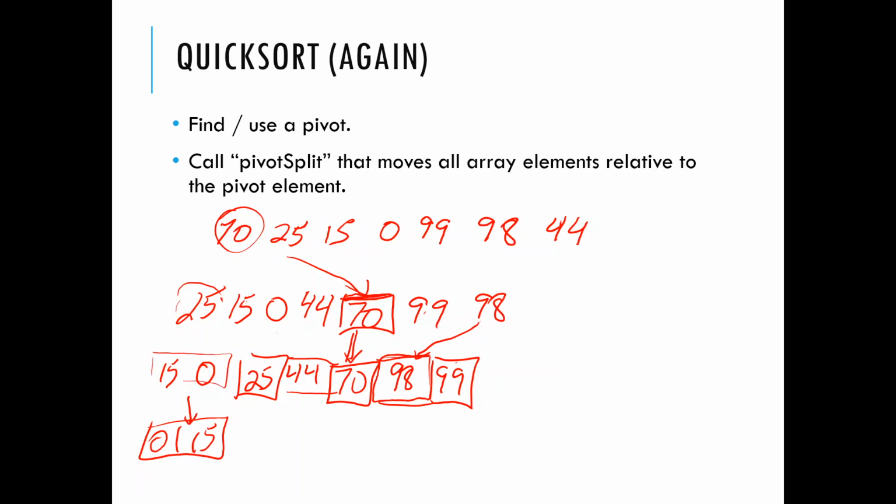Here's my last quicksort. I'll take the first element. It's 15. Plop it down in its locked position. 0. Oh, it's less than 15. Put it on the left-hand side. And I'm done.